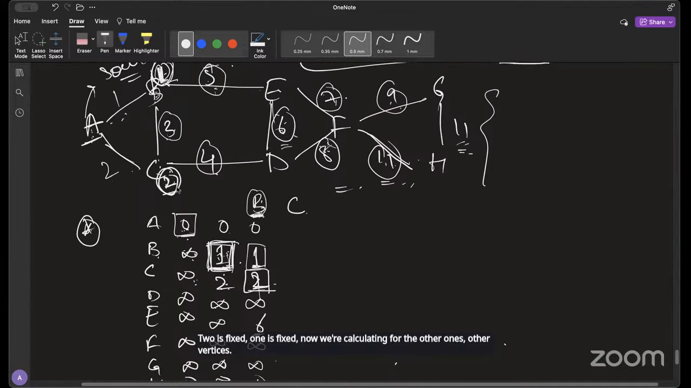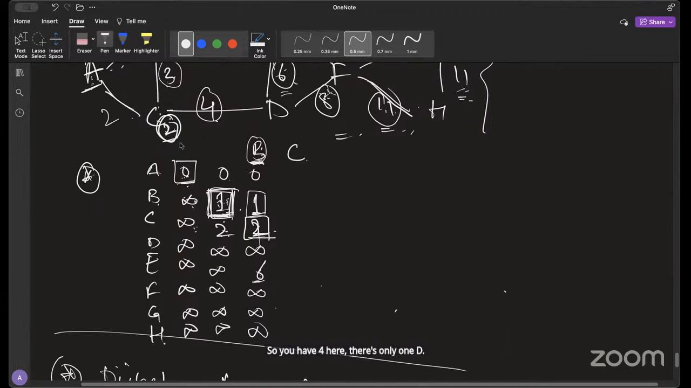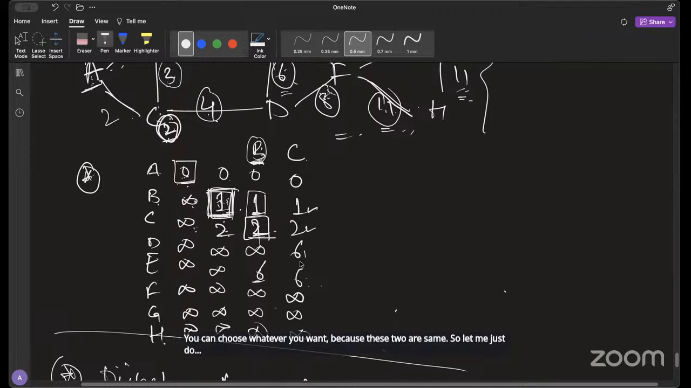Now from C, you start visiting the neighbors of C. So you have 4 here. There's only one B. You have 2 already here, and 2 plus 4 is going to be 6, so D is going to be 6. This is already 6. This is 2, 1, 0. And everything else is at infinity. Out of these, this is already done. So out of these, you can choose whatever you want because these two are the same. Let me just choose D first. Let me just fix D.